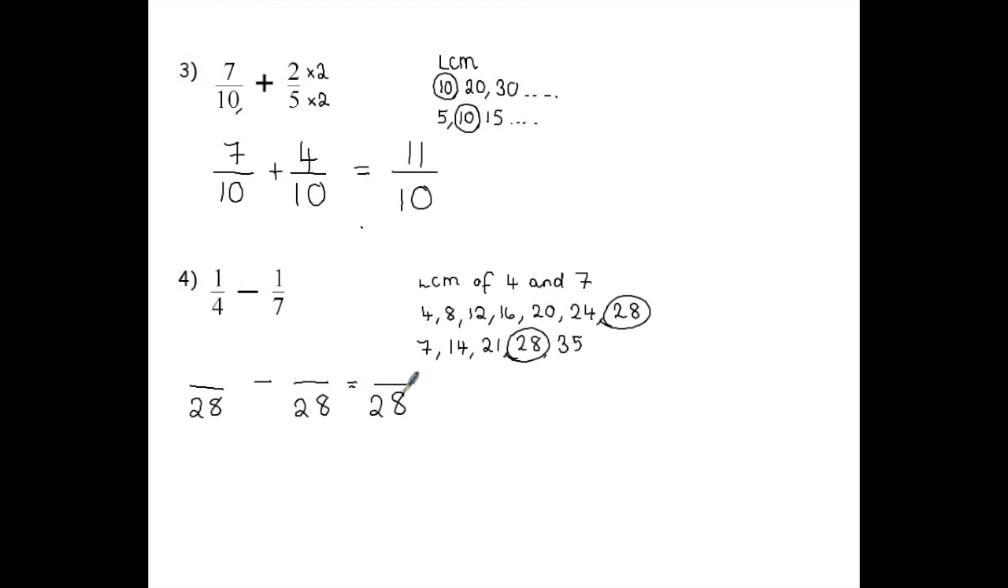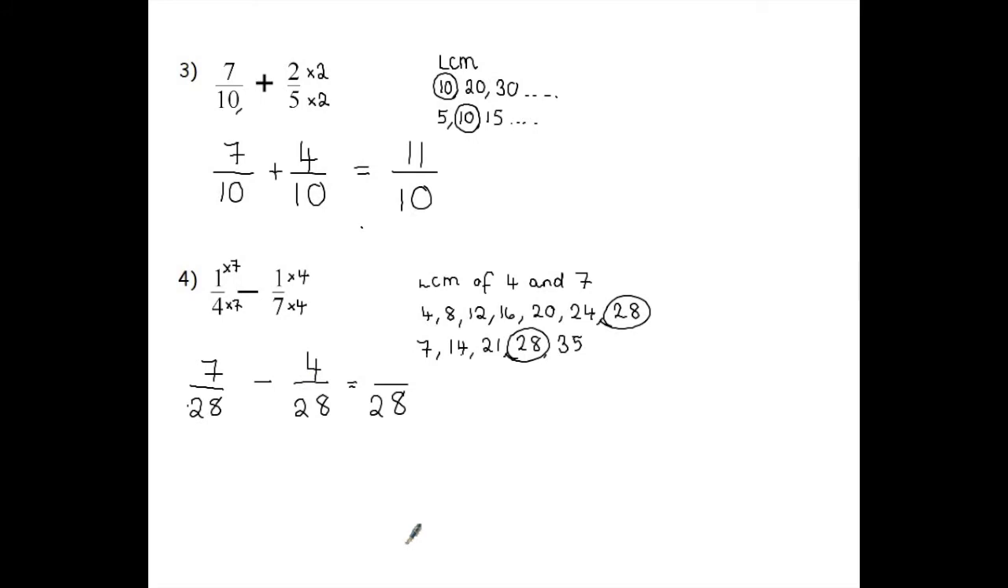Look to see what has happened then. So 4 to 28, what have you multiplied by? So 4 to 28, 1, 2, 3, 4, 5, 6, 7. 4 times 7 is 28. Whatever you do to the bottom, you have to do to the top. So 1 times 7 is 7. On this one, 7 to 28, what have you times it by? 1, 2, 3, 4. So 7 times 4 gives us 28, so you have to times the top number by 4 as well. So 1 times 4 is 4.